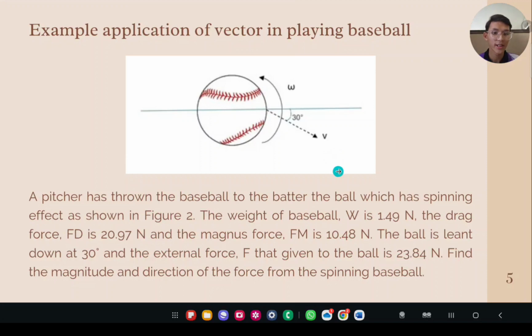So external force is a force that is exerted on the baseball. Like when the pitcher throws the ball, the pitcher exerts external force to the baseball, and the baseball has the velocity. The baseball has the velocity to reach the batter.